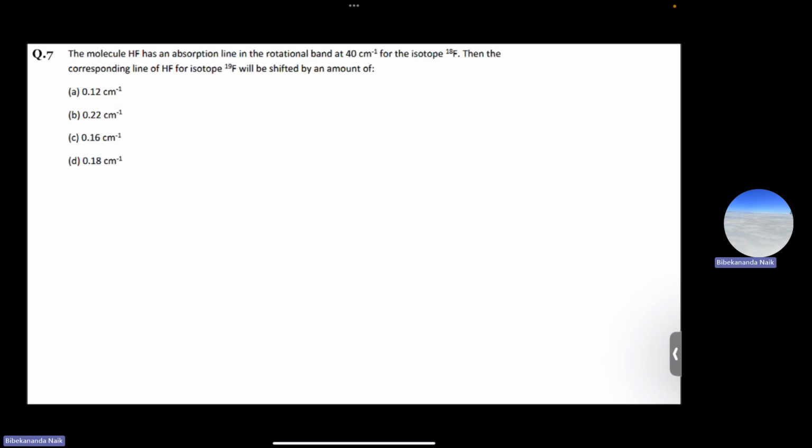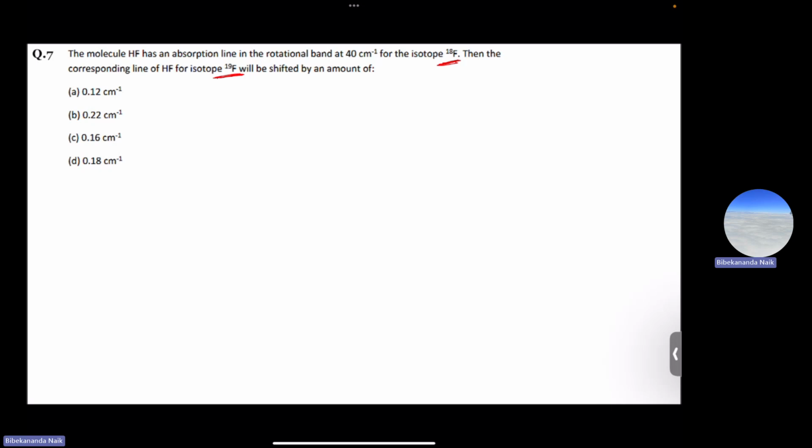Now we will move to question number 7. Question number 7 says the molecule hydrogen fluoride has an absorption line in the rotational band at 40 centimeter inverse for the isotope fluorine 18. Then the corresponding line for the hydrogen fluoride for isotope fluorine 19 will be shifted by an amount of, options are option A 0.12 centimeter inverse, option B 0.22 centimeter inverse, option C 0.16 centimeter inverse, or option D 0.18 centimeter inverse.